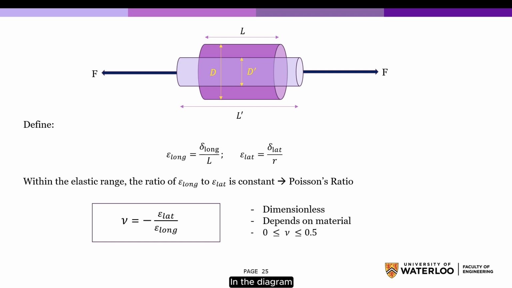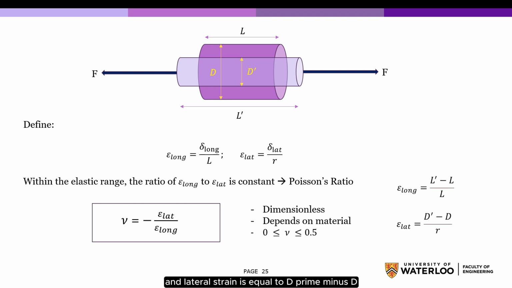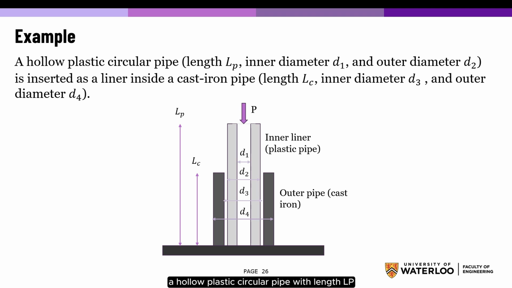In the diagram, longitudinal strain is equal to L' minus L over L, and lateral strain is equal to D' minus D over radius. Let's take a look at this example. A hollow plastic circular pipe with length LP, inner diameter D1, and outer diameter D2 is inserted as a liner inside a cast iron pipe with length LC, inner diameter D3, and outer diameter D4.